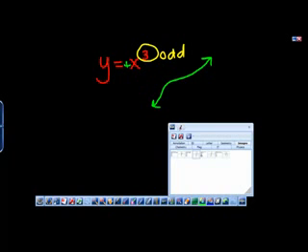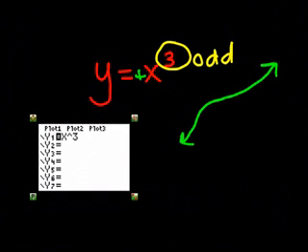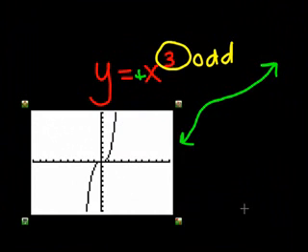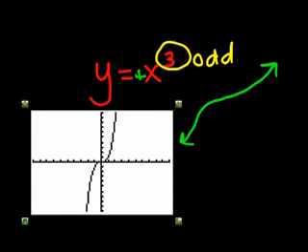Let's plug that into our calculator, and here's what we should type into the calculator, and here's our graph. Just as we expect, we have ends in two opposite directions because we have an odd degree, and because it's positive, as we go towards the right, it opens up.